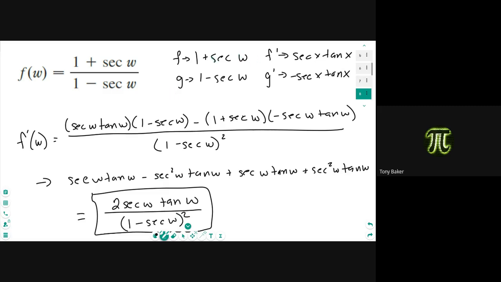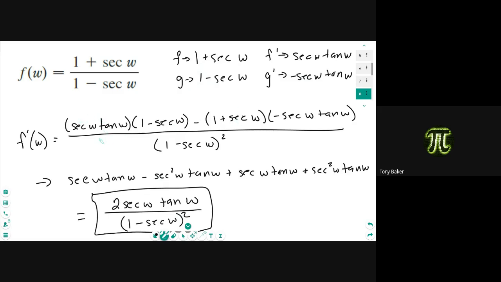So find the derivative of 1 plus secant w, which should be w's, not x's. But so we get secant w tangent w. The ones disappear because they are constants. The derivative of g is negative secant w tangent w, because just that negative sign stays in front of the secant.